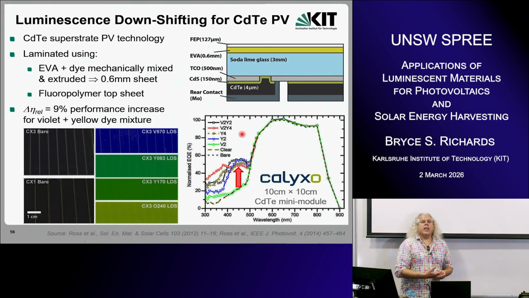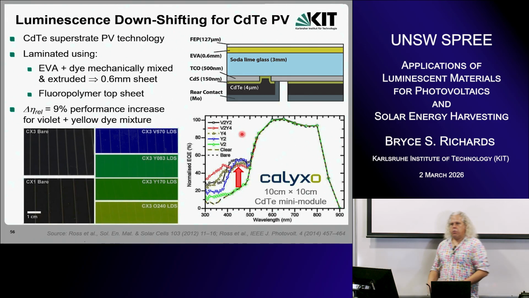Now, it's a little bit trickier with a cadmium telluride device because this is a superstrate technology, which means that they start from the glass, that sunlight and everything else gets built off the back of that. So you have no real way of accessing the light before it reaches the solar cell unless you go on the outside, which is what we did.